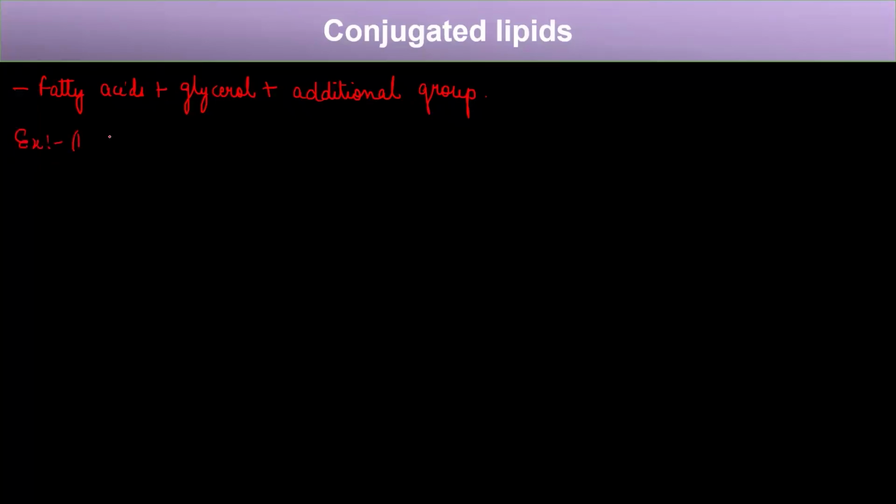The first example is phospholipids. Phospholipids are present in the cell membrane, and the major component of a cell membrane is phospholipid. Now, what are phospholipids? If you talk about the structure, what are phospholipids?